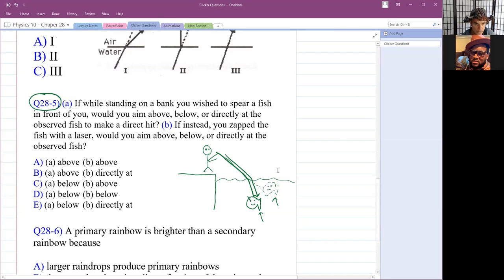So the correct answer was, you want to aim, would you aim above, below? You'd aim below and directly at. So the correct answer is E.